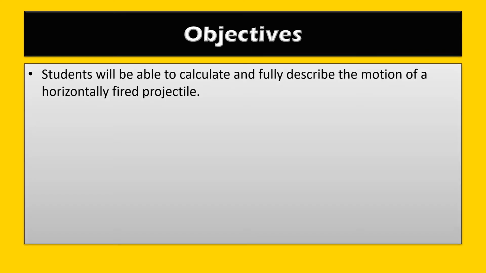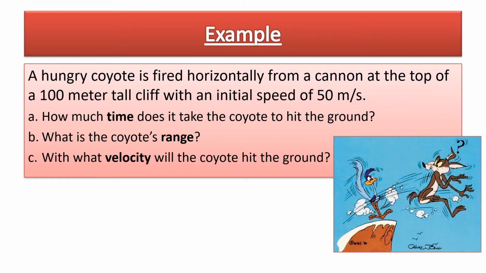In this lesson, students will be able to calculate and fully describe the motion of a horizontally fired projectile. So now we could jump right into one of these word problems because we know what the concepts are from the previous lesson. It says a hungry coyote is fired horizontally from a cannon at the top of a 100-meter tall cliff with an initial speed of 50 meters per second. How much time does it take the coyote to hit the ground? What is the coyote's range? And with what velocity will the coyote hit the ground?